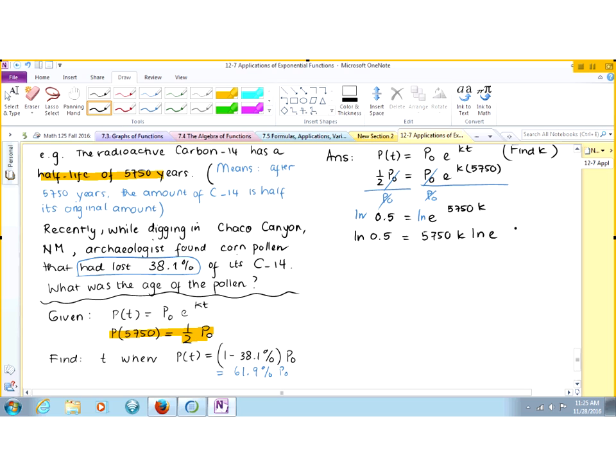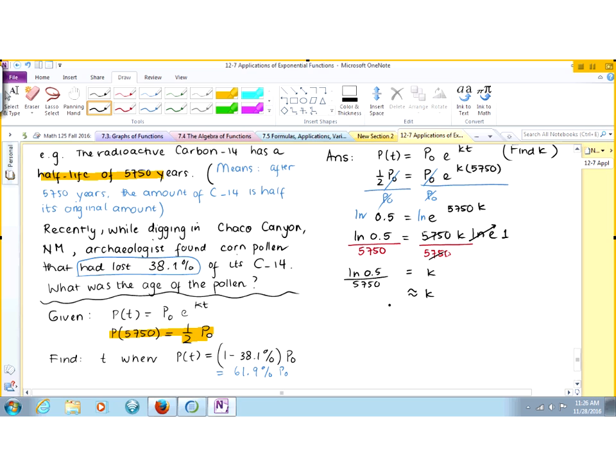All right. Good, then what? ln e is 1, yes. So divide both sides by 5750. All right. So what is this equal to? K is ln 0.5 divided by 5750. Do you want an approximate value?